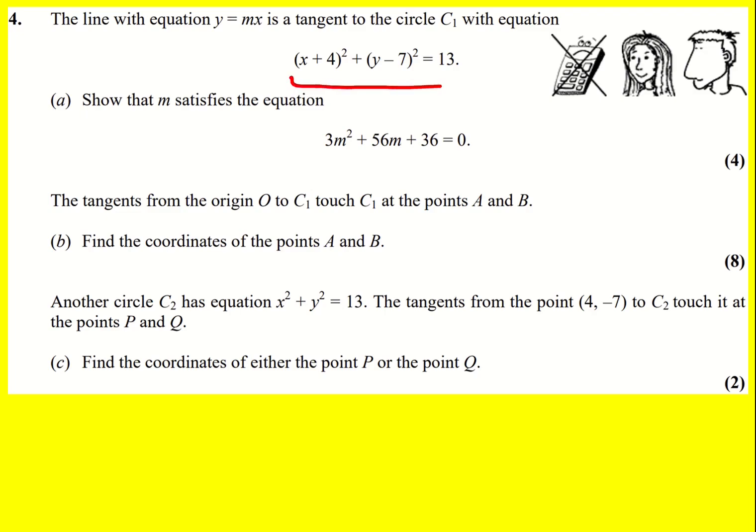We have a circle equation as shown, and then another straight line where we're told it's a tangent, and we're asked to show that m satisfies this equation here.